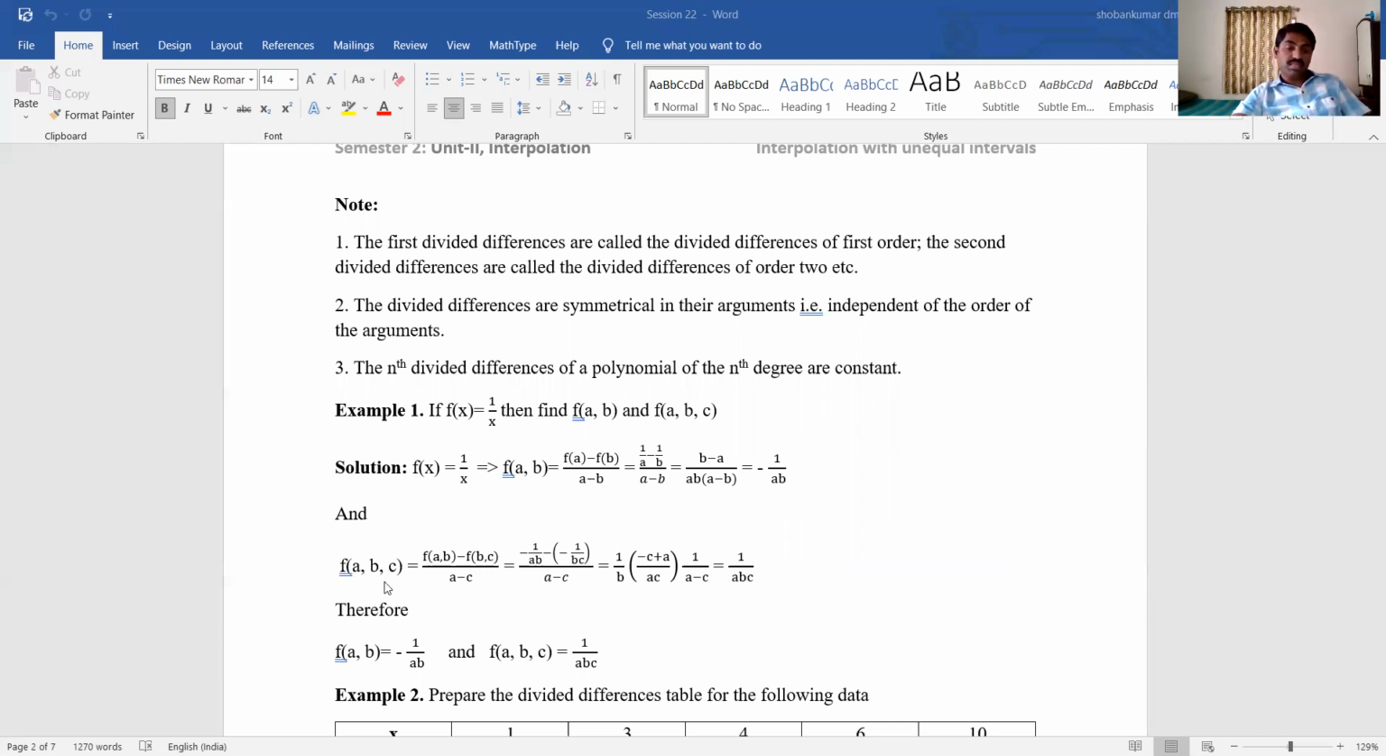And f of abc. F of abc is equal to f of ab minus f of bc divided by a minus c. F of ab, here we know that f of ab is minus 1 by ab.